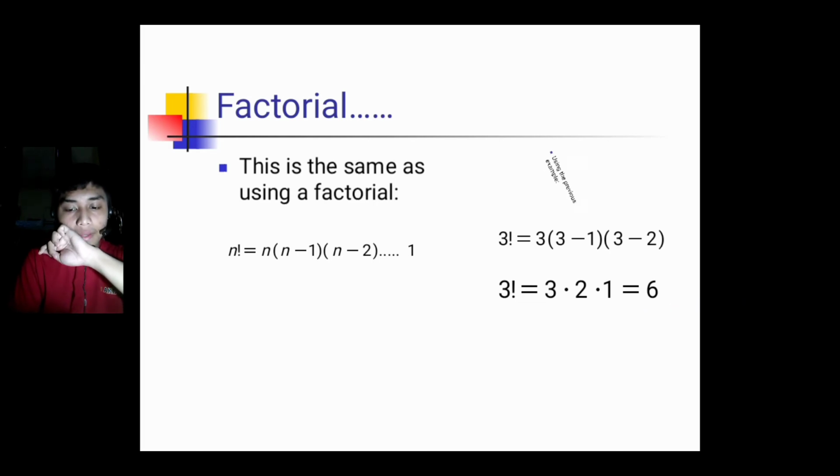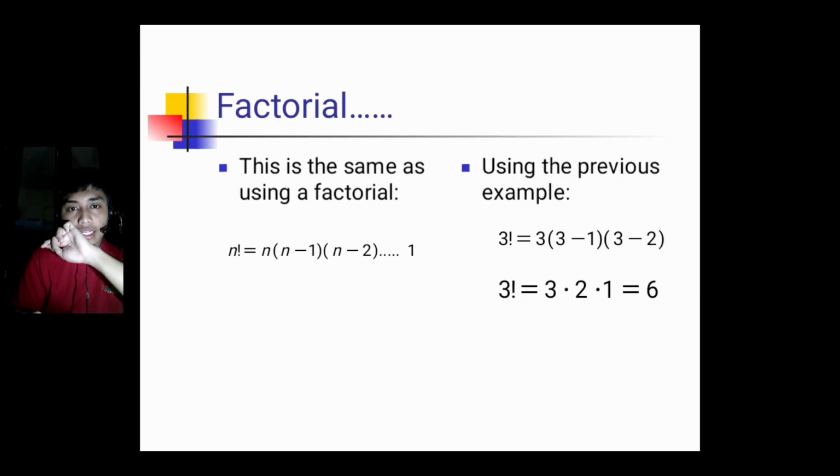So using the previous example, we have 3 times 3 minus 1 times 3 minus 2. So we have 3 times 2 times 1 is equal to 6. Hindi porket nakakita ng exclamation point, sisigaw na at sasabing 3. That is 3 factorial.